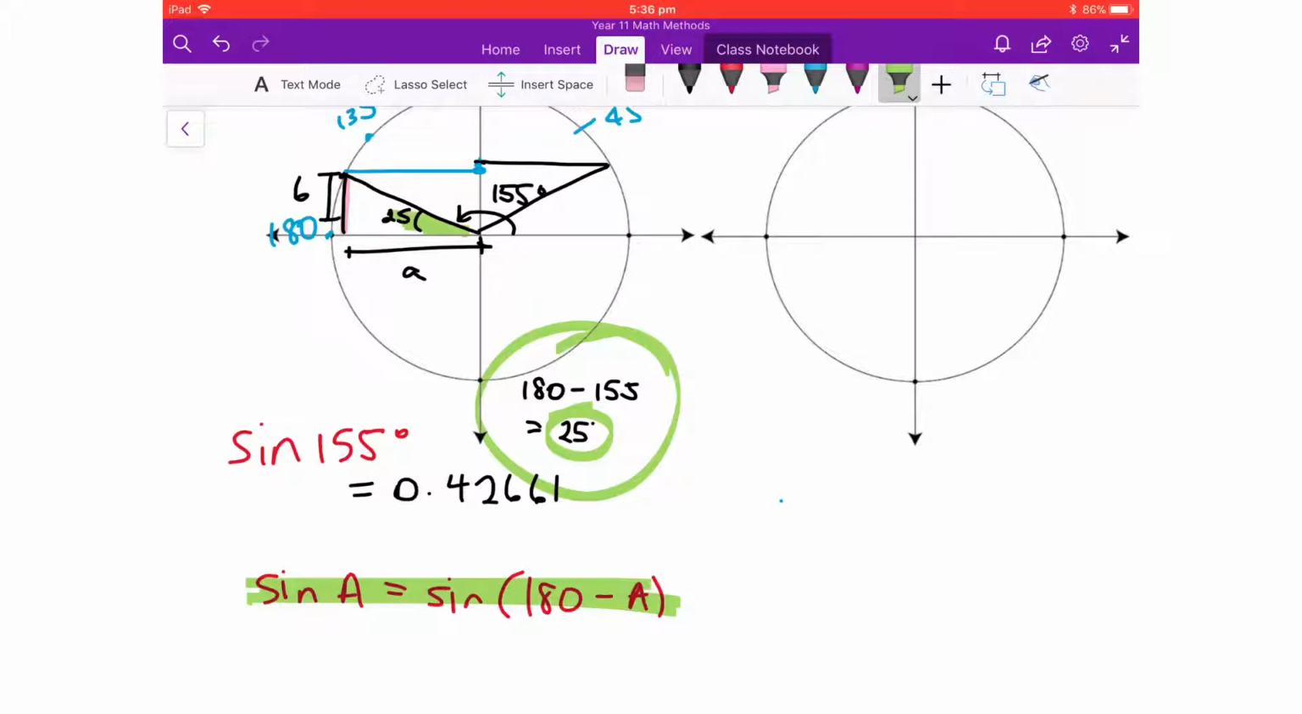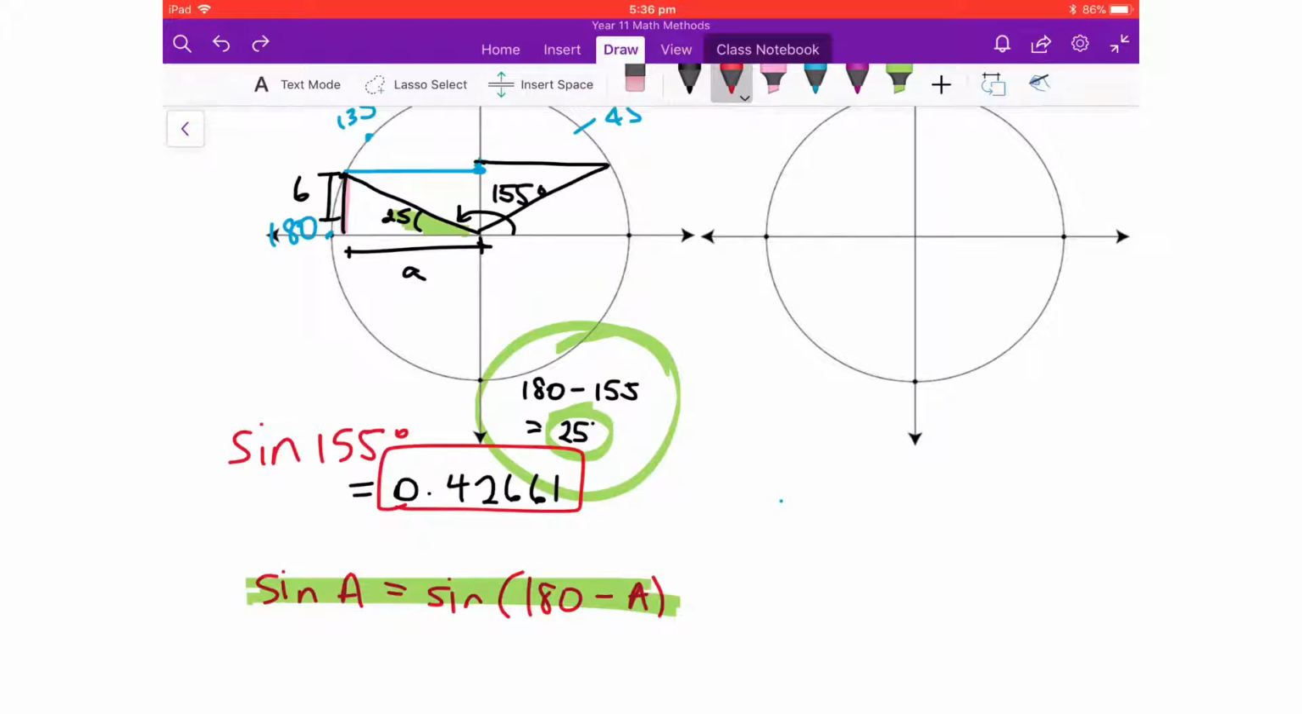And if you type sine 155 into your calculator, which I'm doing now, you'll get the exact same number as this right here. So that's the beauty of it. If you get an angle that's bigger, just find whatever's left over. So find that 25, take it away, and you can find the value of a sine angle which is bigger than 90 degrees.